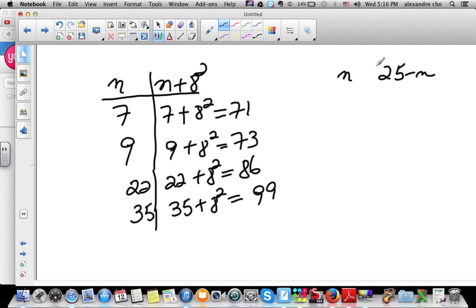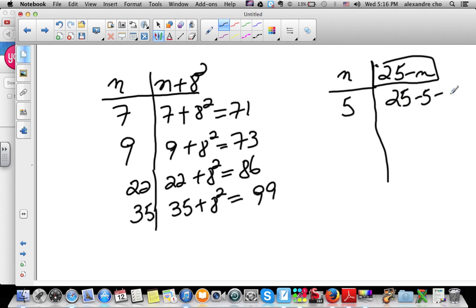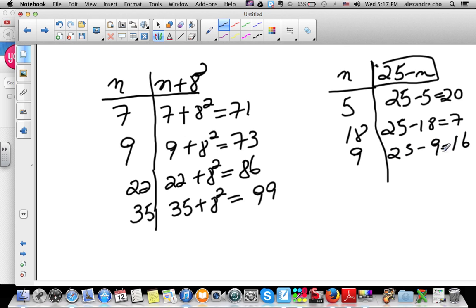2. n, 25 minus n. Okay? So the expression is 25 minus n, and you have a bunch of values for n. So what happens when n equals 5? So you have to go to this side and do 25 minus 5, which is 20. So when it's 5, the answer is 20. What happens when it's 18? You do 25 minus 18, which is 7. What happens when it's 9? You can do 25 minus 9, which is, I don't know, 16. Okay.